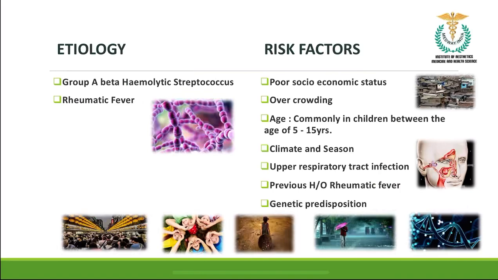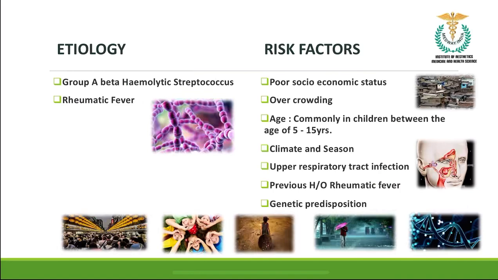Next is etiology. What is the etiology of rheumatic heart disease? First one is group A beta hemolytic streptococcus bacteria and rheumatic fever. Because of the infection caused by group A beta hemolytic streptococcus bacteria, it can lead to rheumatic fever. And this rheumatic fever in turn leads to the inflammation of all three layers of the heart, that is pancarditis, and this in turn leads to rheumatic heart disease. So, these two are the etiology of rheumatic heart disease.